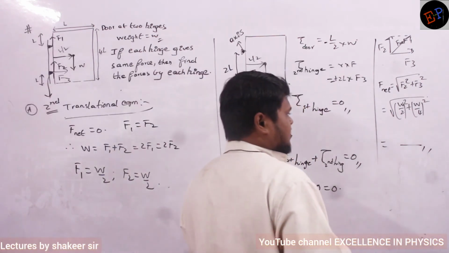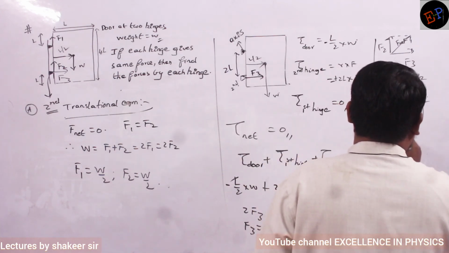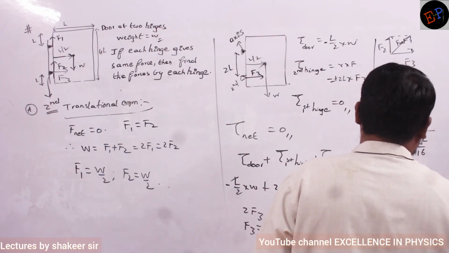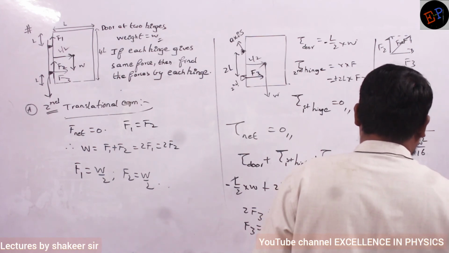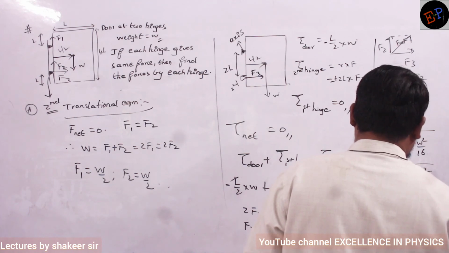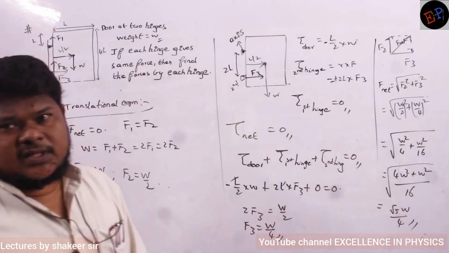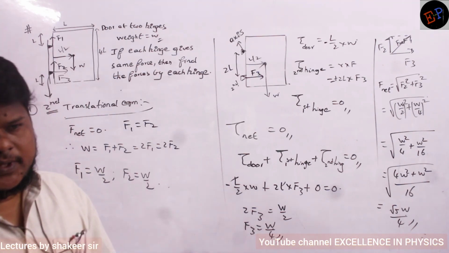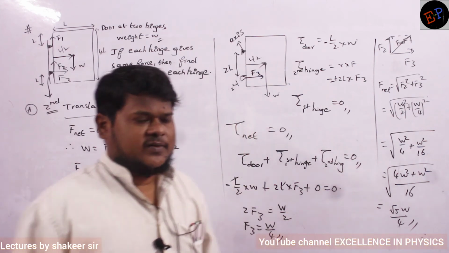So now you can calculate this one, no? So how much for this one? Square root of W square by 4 plus W square by 16. So take LCM as 16. So 4W square plus W square divided by 16. So root 5 W divided by 4. That's it. So that is the force given by each hinge. He said that the forces are equal, no? If the second hinge is giving this much force, the first hinge will also give the same force.